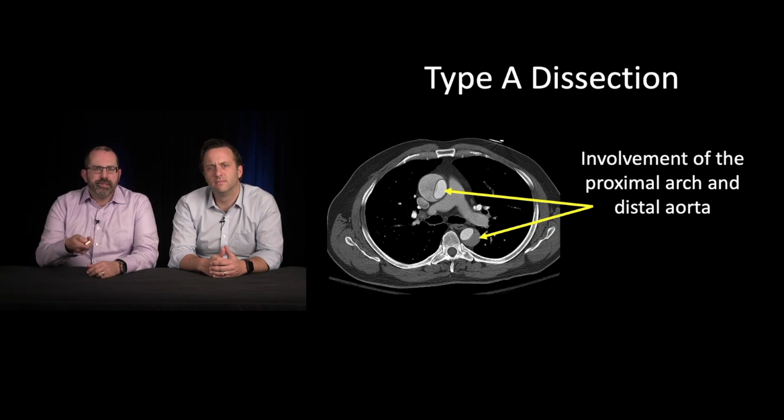Okay, so here we see a classic type A. Here's the aortic root. We see definite involvement there. We're seeing distal involvement as well, but this proximal involvement is what makes it an A.